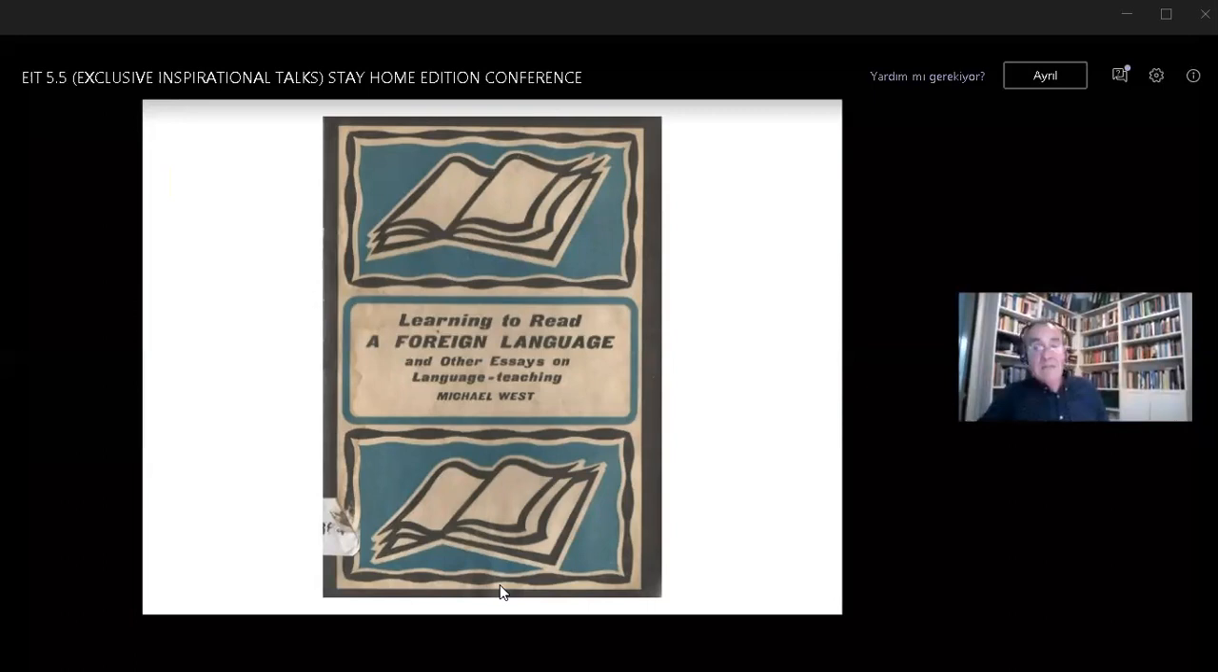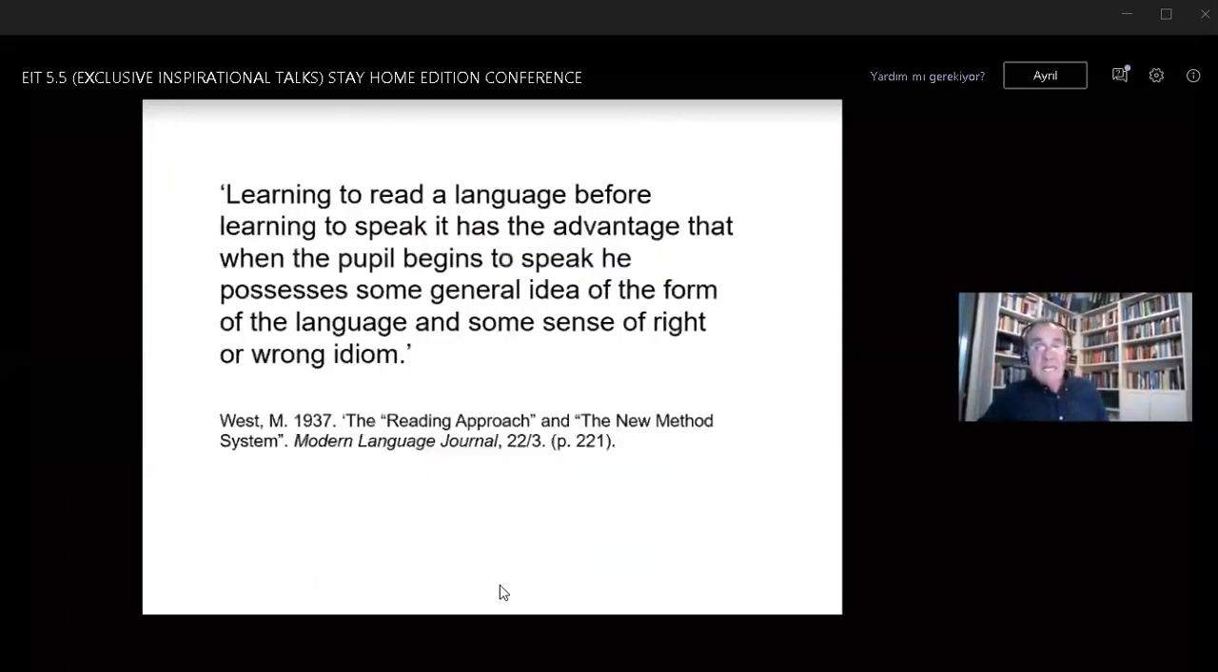And he did some research into reading, and he concluded that learning to read a language before learning to speak has the advantage that when the pupil begins to speak, he possesses some general idea of the form of the language and some sense of right or wrong idiom. In other words, it's not about reading only, but reading as a kind of starter pack, if you like, to use that expression, as a way into the language through reading. And we might add listening there now too, of course.